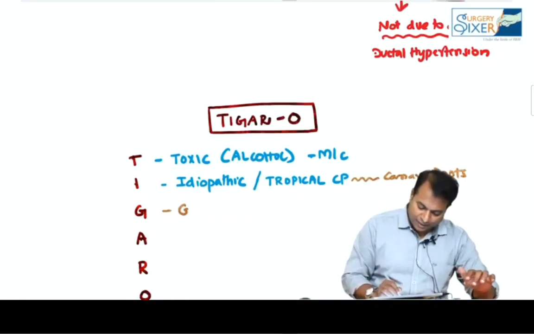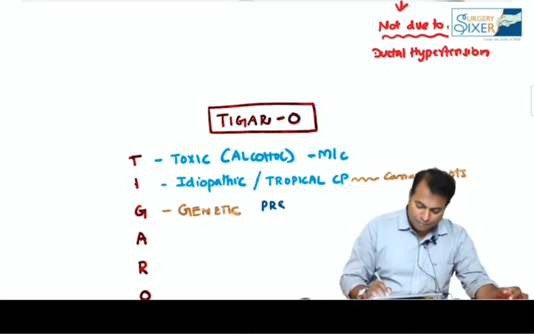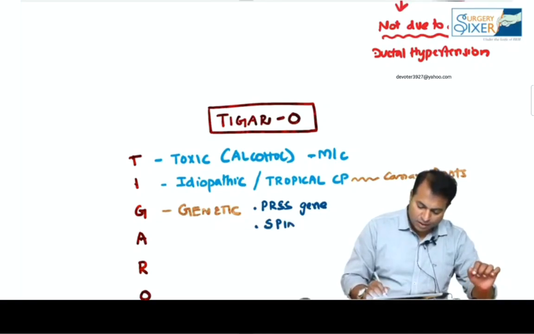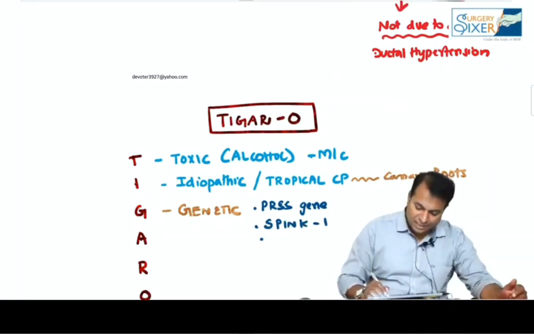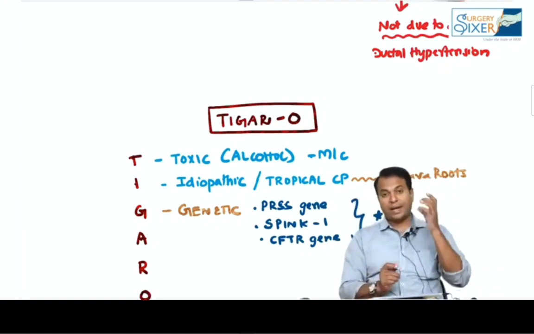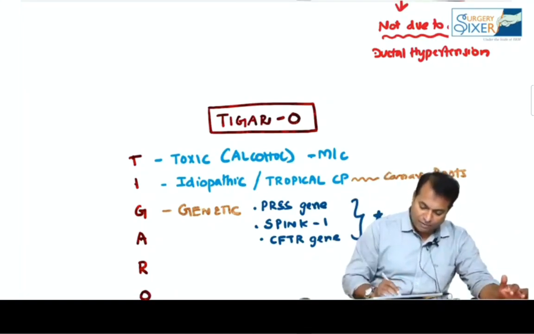And genetic. Can you tell me some genetic mutations causing chronic pancreatitis? The genetic mutations are the PRSS1 gene mutation, which is the trypsinogen gene, the SPINK1 gene mutation, and the cystic fibrosis transmembrane conductance regulator gene mutation. All these can be genetic causes of chronic pancreatitis.